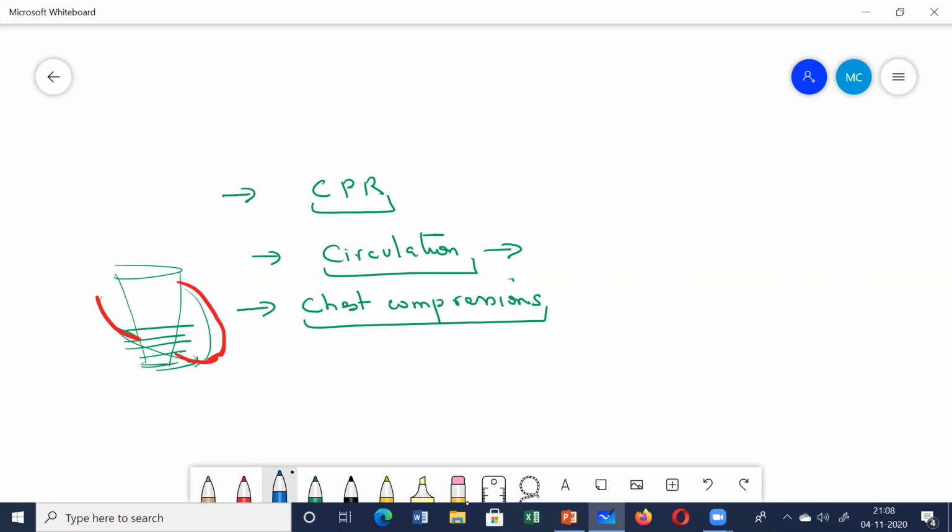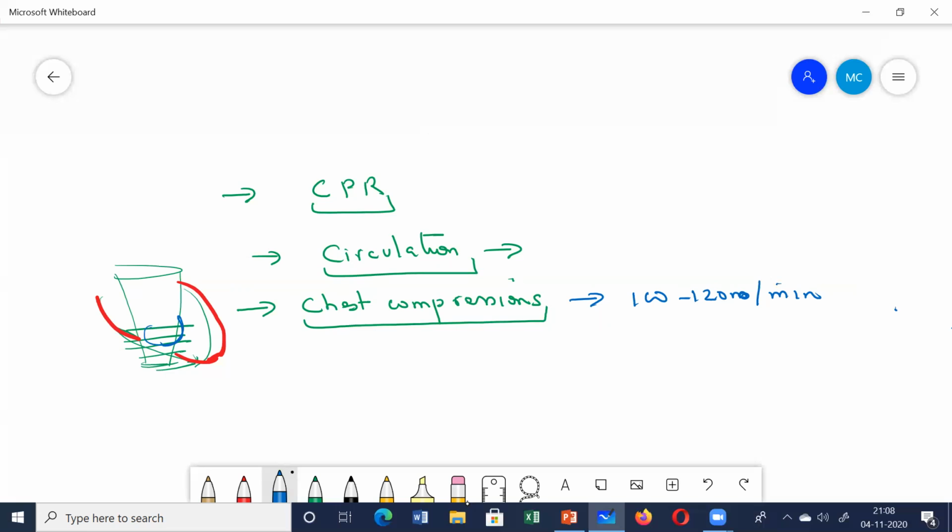The rescuer has to place the heel of his hand in the middle of this lower half of the sternum, and the heel of the other hand on top of the first hand, so that the two hands of the rescuer are overlapped and parallel to each other. And what is the rate at which chest compression is performed? 100 to 120 compressions per minute.